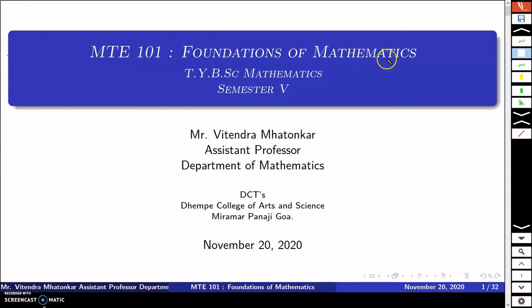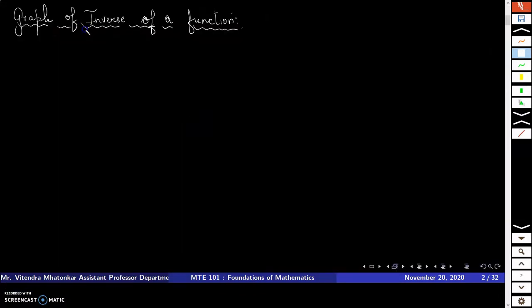In this lecture, I will talk about the graph of inverse of a function. So supposing I have a bijective function with me, let f from some set A to a set B be a bijection. Now because this is a bijection, f inverse will exist and will be a bijective function from B to A. Right? That's what we saw in the last video.